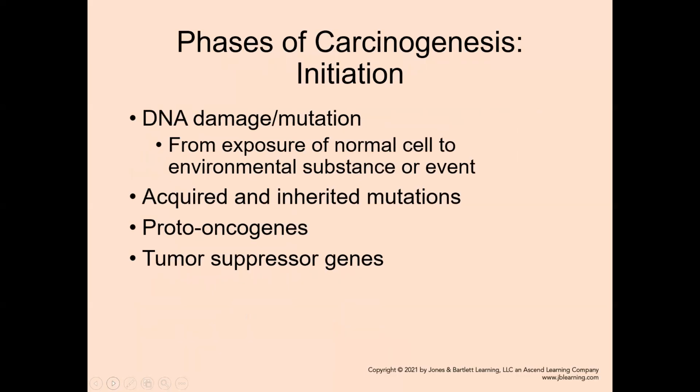So when we talk about the phases of carcinogenesis, this is basically how the cells mutate. It can happen when normal cells are exposed to an environmental substance, again, like chemicals, viruses, radiation, and there's some kind of event that happens. There are acquired and inherited mutations.